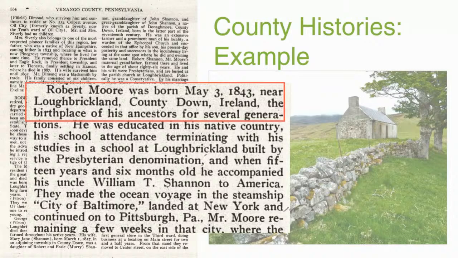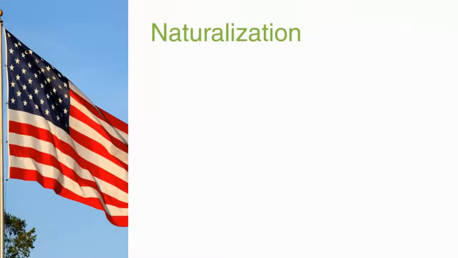So here we have an example. It says Robert Moore was born 3rd, 1843, near Loughbrickland, County Down, Ireland, the birthplace of his ancestors for several generations. It says he was educated in his native country, attended school, and then when he was 15 years and 6 months old, I love how specific it is, he accompanied his uncle William T. Shannon to America. They made the ocean voyage in the steamship City of Baltimore and landed at New York. Because, of course, the City of Baltimore went to New York, not Baltimore. So just kind of keep in mind that these county histories can have some really, really valuable information as well.